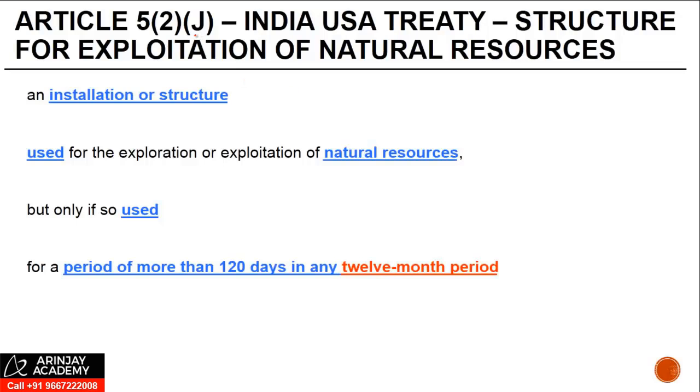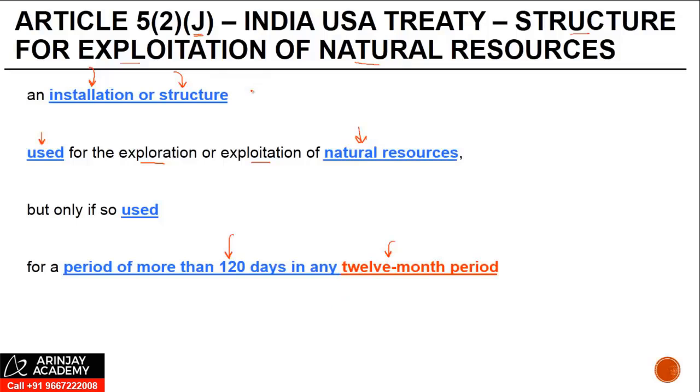Article 52J. Now I've tried to put this separately because this is something which has a lot of significance. Structure for exploitation of natural resources. An installation or structure used for exploration or exploitation of natural resources, but only if so used for a period of more than 120 days in any 12-month period.